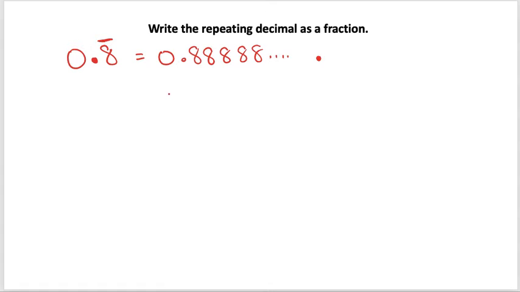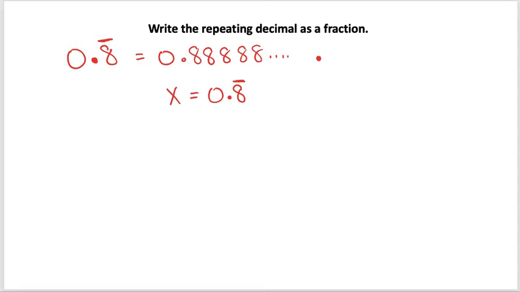So our very first step is going to be to take our repeating decimal and set it equal to x. So x is equal to 0.8 repeating. This initial equation is important. We're going to come back to this and use it later on.